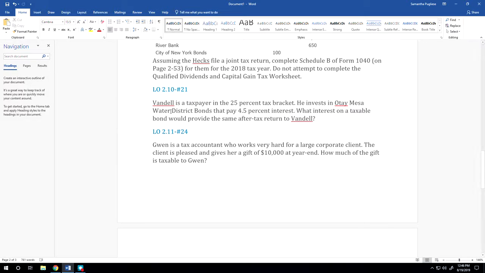Because these Otay Mesa Water District bonds are government bonds, the interest is not taxable. So this question is saying, if you invested in a taxable bond, what would it need to pay in order for you to net 4.5%? Because if you invest in a taxable bond, you're going to have to pay tax.